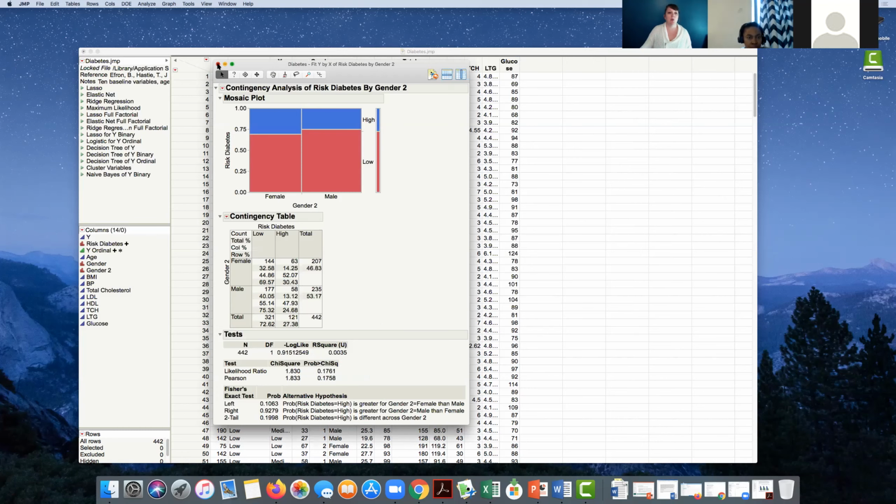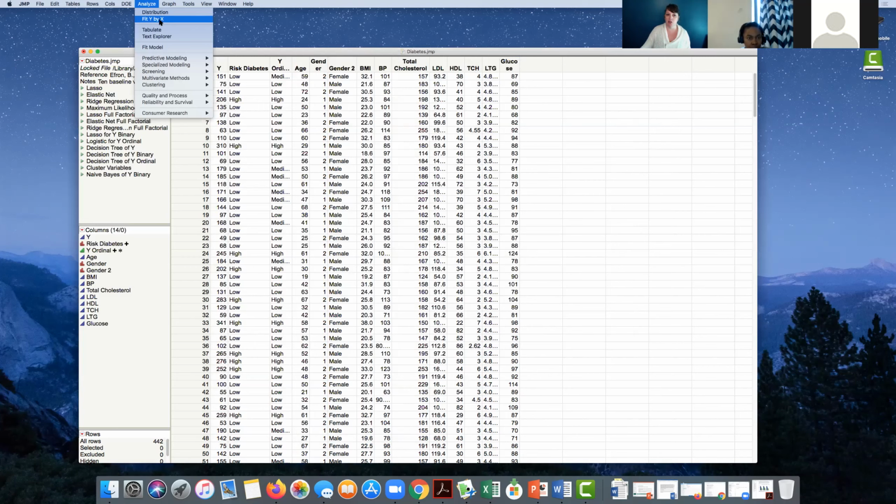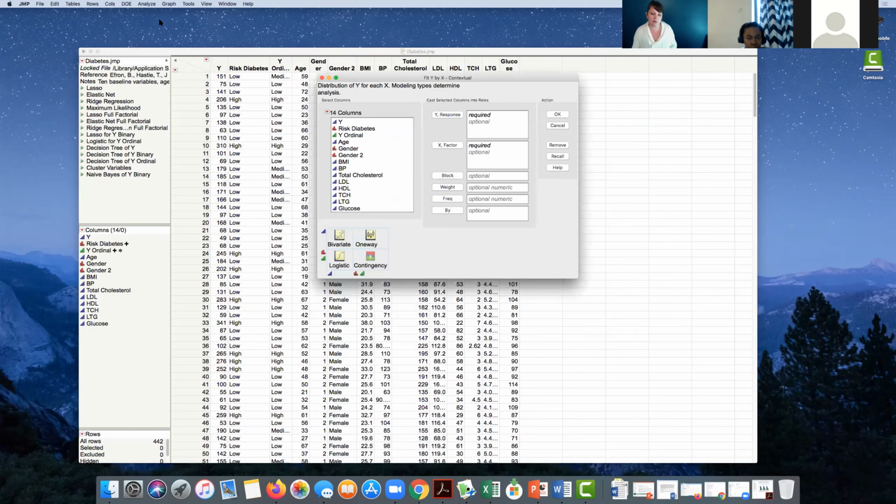Okay. So we can also go ahead and look at our unadjusted relationships between risk of diabetes and our continuous variables. I find when I'm looking at unadjusted analyses between a categorical outcome and a continuous predictor, that it's actually easier to look at it in the reverse in our Fit Y by X. So if I put my categories in my X, I can then look at my mean ages, my mean BMI, my mean total cholesterol, and my mean glucose. So this is not a formal analysis. This is for me to get an idea of what the relationship is between diabetes risk and these continuous measures.